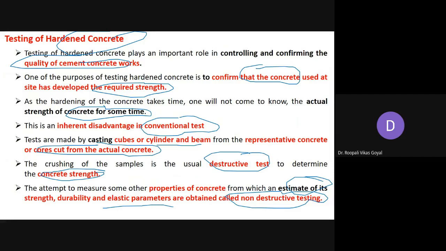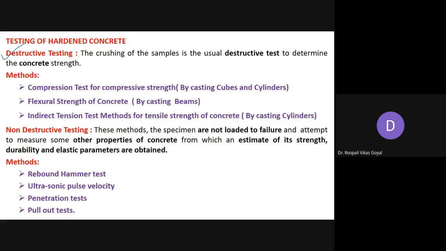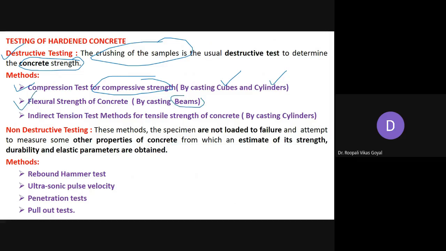So in general, there are two types of testing methods used to test the strength of concrete. First is destructive testing, in which crushing of the sample takes place to ascertain the strength of concrete. There are three methods in this: the compression test to check the compressive strength of concrete, where two specimens are used, cubes and cylinders. Next, to check the flexural strength of concrete, we cast beams. And third is tensile strength of concrete, which is generally done by the indirect tension test method. Here we cast cylinders.